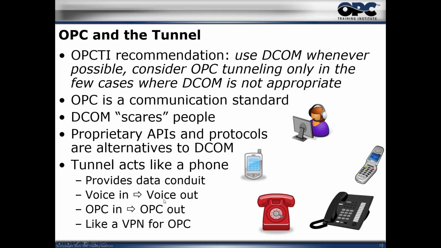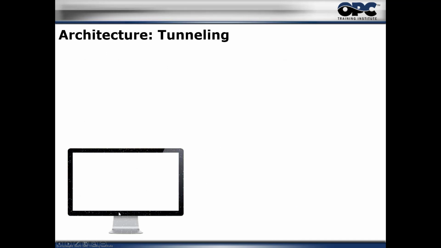But how does a phone network actually operate? I don't know. I really don't know. It's magic in the middle. But the whole point is I don't have to know. I just need to know that my voice goes in, my voice comes out at the other end. Your voice comes in at your end, comes out at my end. So voice in and voice out. Similarly, a tunnel, it's OPC in and OPC out. How does it work in the middle? I don't know. That's the whole point of the tunnel. It takes care of those details. It's kind of like a VPN, if you will, for OPC.